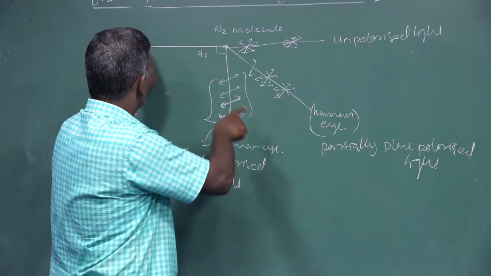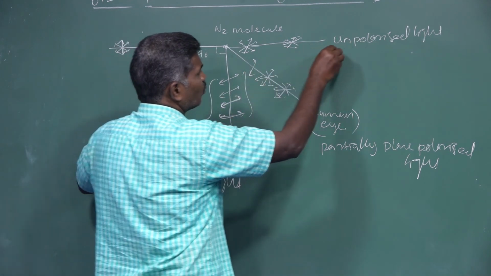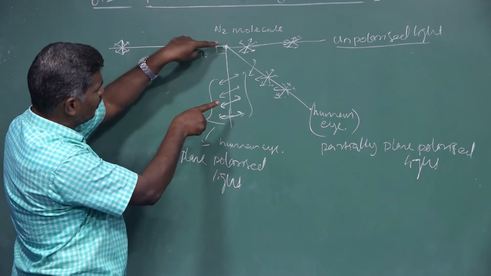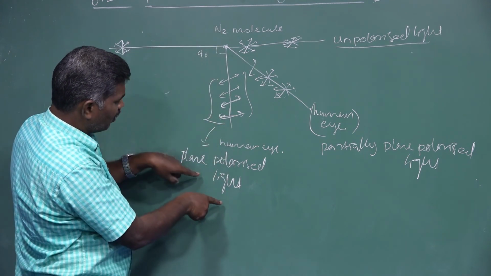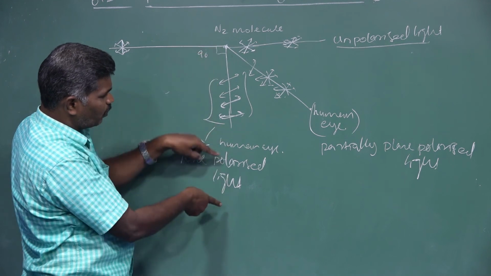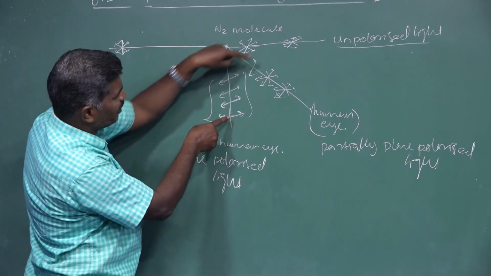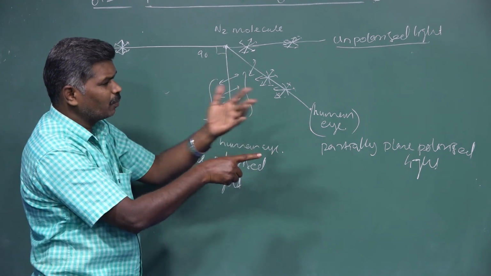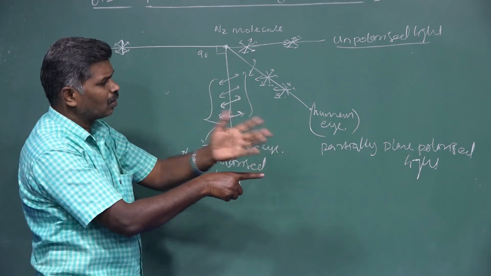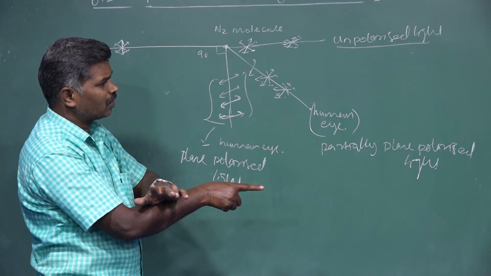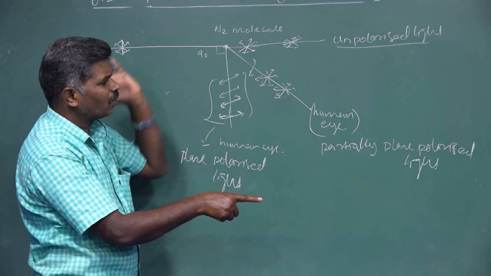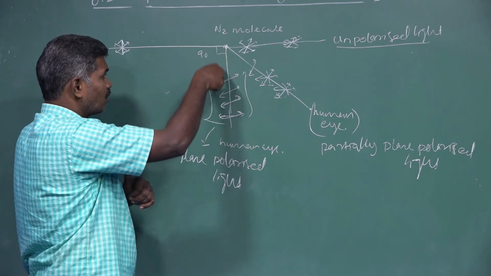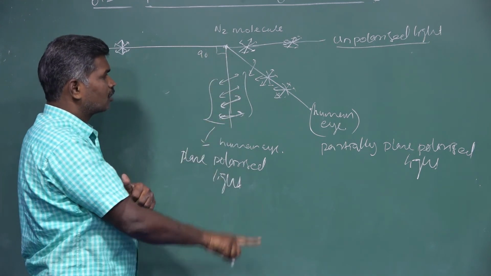So in the incident direction we get only unpolarized light. Perpendicular to the incident direction on the molecule, we get completely plane polarized light. In between, it is not completely plane polarized and not unpolarized, so we consider it partially plane polarized light. Only in the perpendicular direction are the scattered radiations plane polarized.